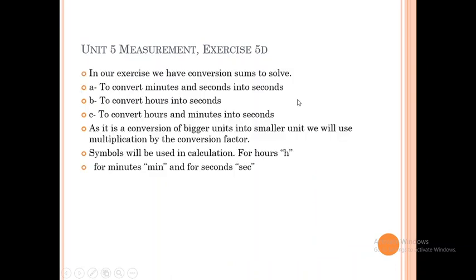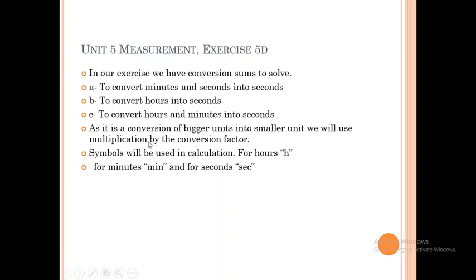Now, in our exercise we have conversion sums to solve. 3 different types of sums are given. The first is to convert minutes and seconds into seconds. The second one is to convert hours into seconds. And the third one is to convert hours and minutes into seconds. 3 different types of conversion related to units of time are given in the exercise.